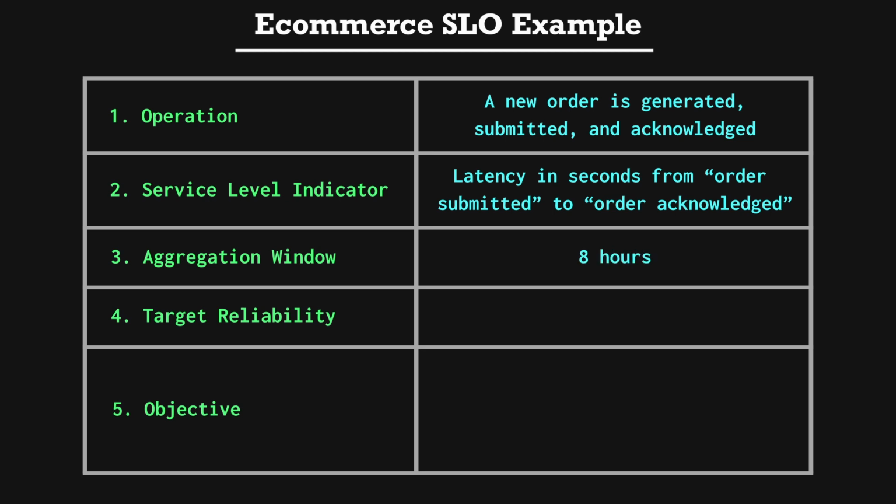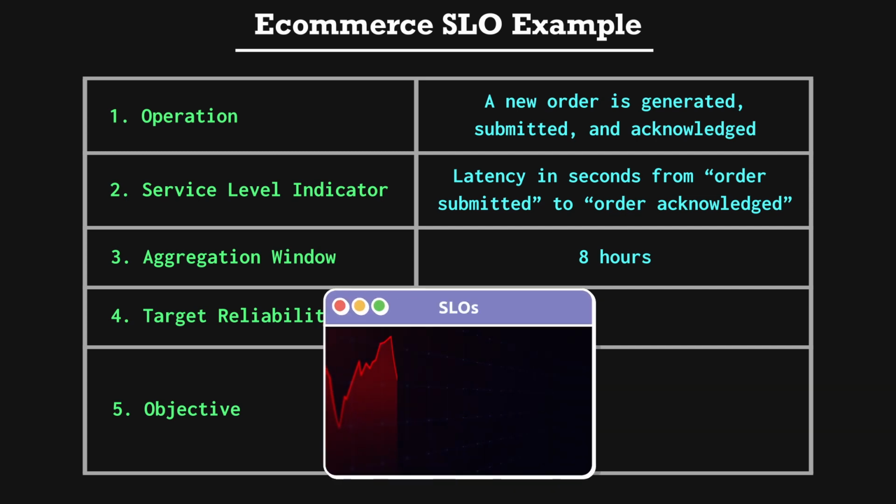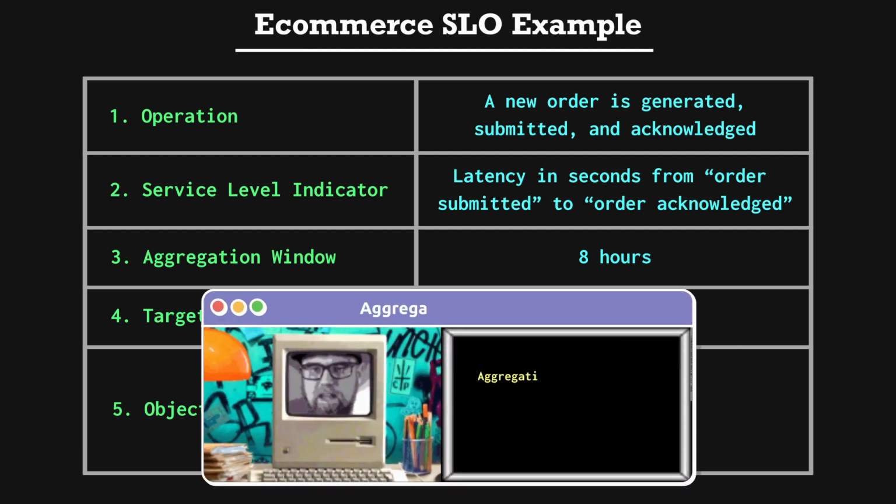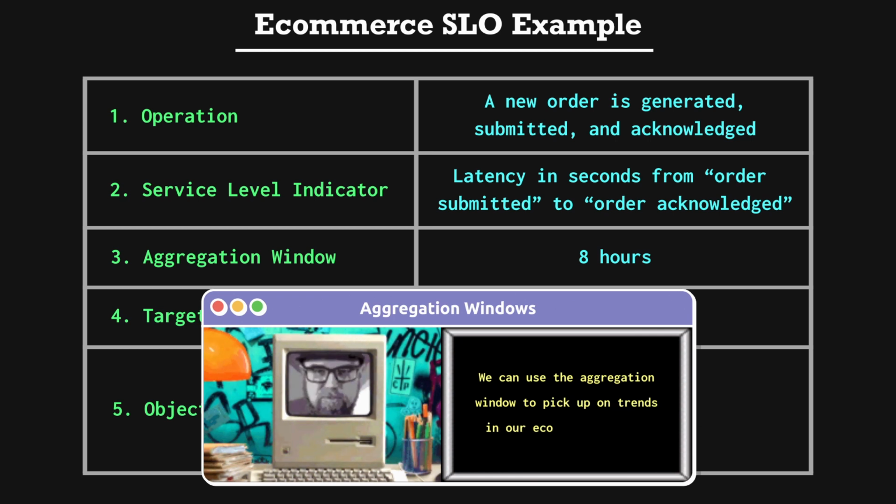We'll also explain more about aggregation windows shortly, but this is a really important concept. SLOs focus on reliability trends, not individual errors. Aggregation windows should be meaningful to the business and to our users. In our e-commerce example, we can use the aggregation window to pick up on trends in our e-commerce system, like orders becoming less reliable every Monday evening. This would be a meaningful insight to our business. Imagine that we always do deployments on Monday evenings.